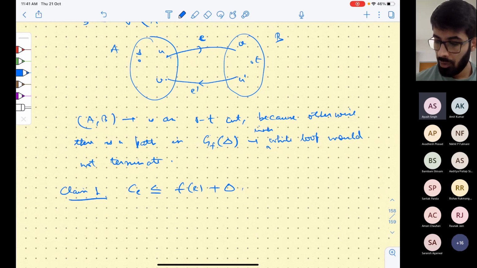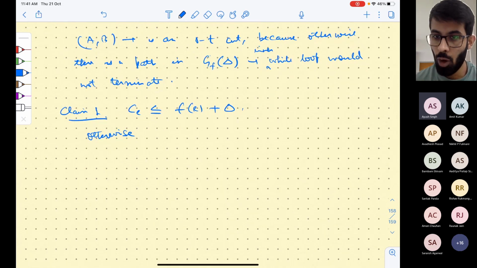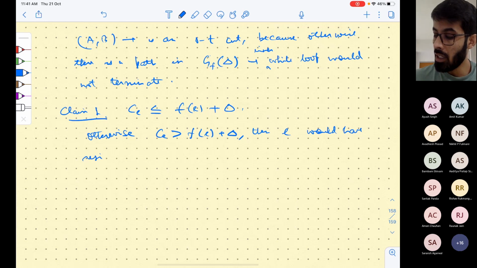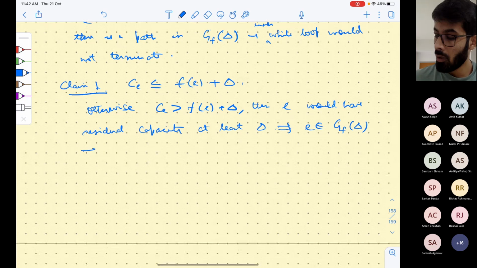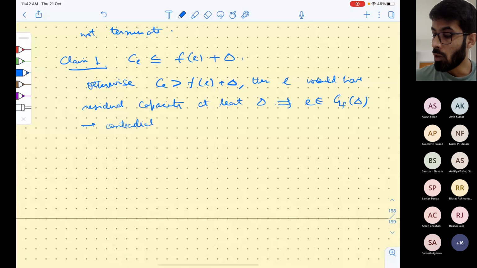Otherwise, if c_e is greater than f_e plus delta, then c_e minus f_e is greater than delta. So there would be a forward edge with residual capacity at least delta, so e belongs to G_F delta. That contradicts the definition of A and B. Because if u was reachable, then v also has to be reachable, so it should be in A. So, a contradiction to the definition of A and B.